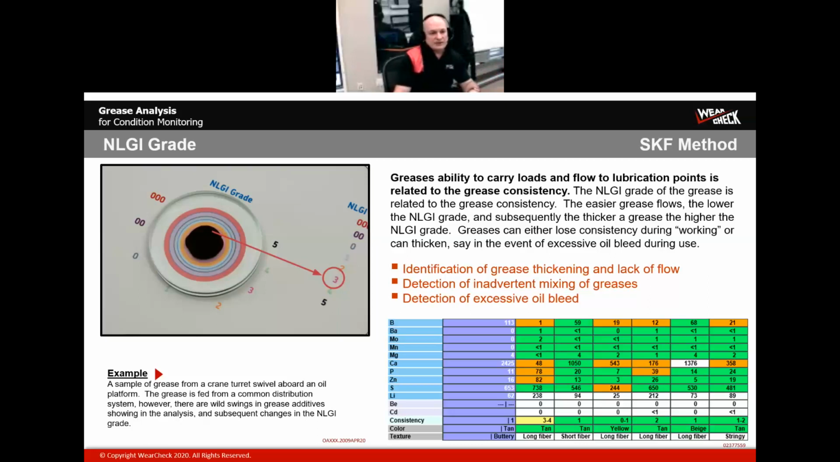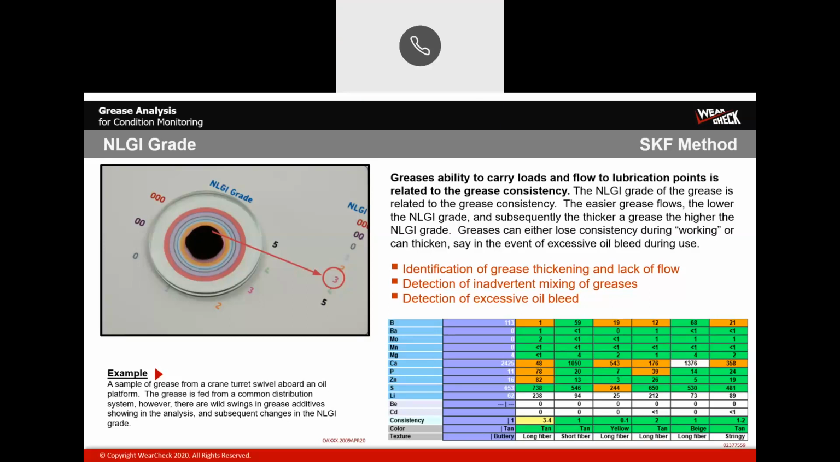So the advantage is you can use a very small sample of grease. I'm going to talk about another advantage of this a little bit later on, about how you can actually use that to look at the contaminants and wear metals and other things that are present in the grease. But at this point, this is certainly one very rapid way of getting the NLGI grade.